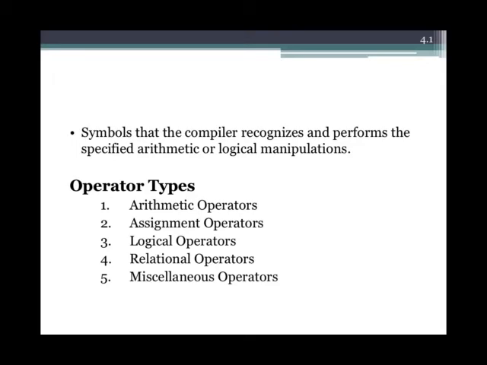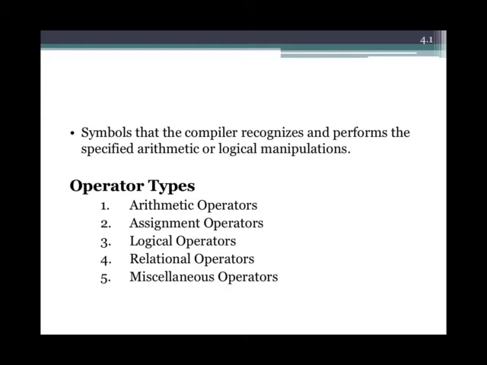Operators are symbols which the computer recognizes, and each symbol means a specific thing to the compiler. They can be either arithmetic operations or logical manipulation or a whole host of other things as we'll go ahead now. In the first, we are trying to summarize these operators into 5 groups.